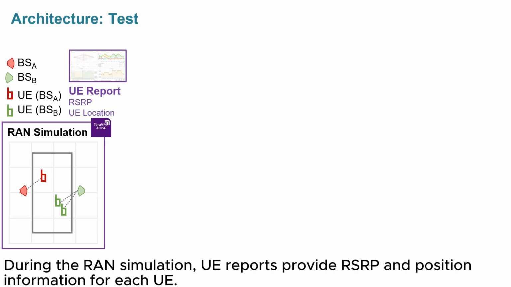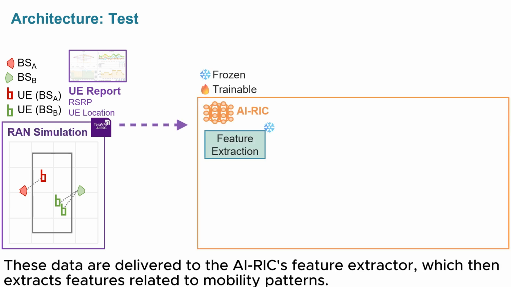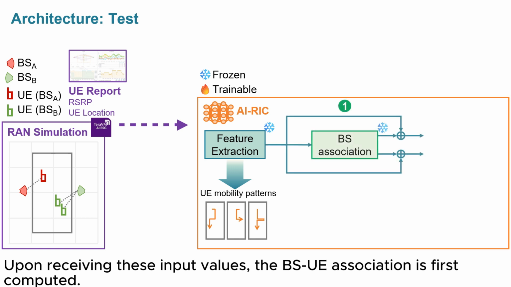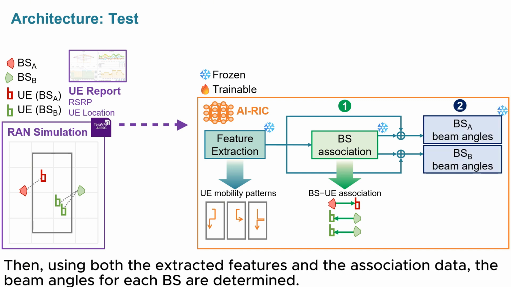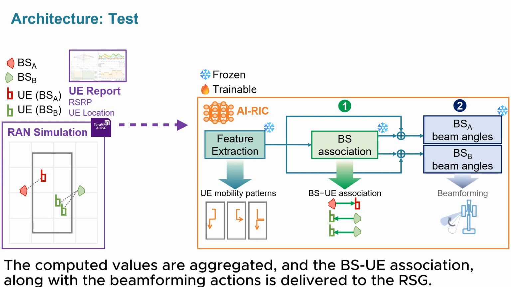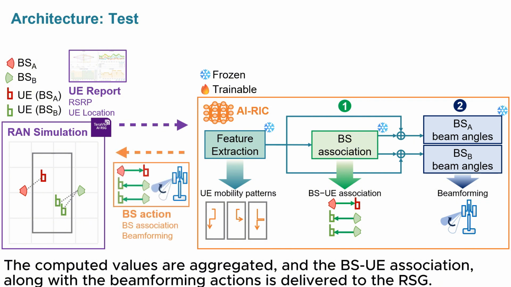During the RAN simulation, UE reports provide RSRP and position information for each UE. These data are delivered to the AI RIC's feature extractor, which then extracts features related to mobility patterns. Upon receiving these input values, the association between base stations and UEs is first computed. Then, using both the extracted features and the association data, the beam angles for each BS are determined. The computed values are aggregated, and the association with base stations and UEs, along with the beamforming actions, is delivered to the RSG.